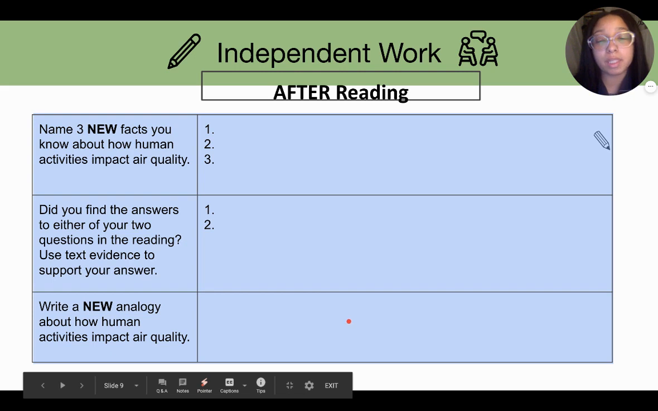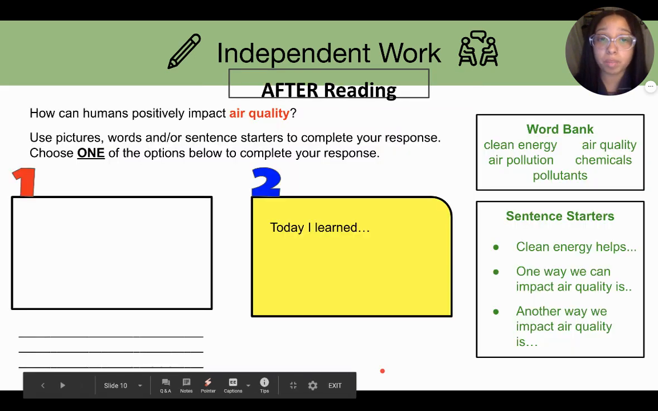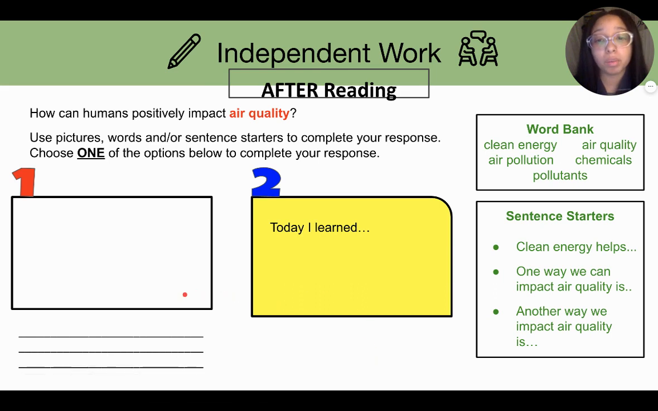Now you can complete this graphic organizer that your teacher has provided for you. Or you can complete one of these two options. The answer that you have to put has to answer this question. How can humans positively impact air quality? Choose only one of the options below to complete your response. For option 1, use pictures, words, and sentence starters to complete your response. For option 2, use words from the word bank and these sentence starters to help you.